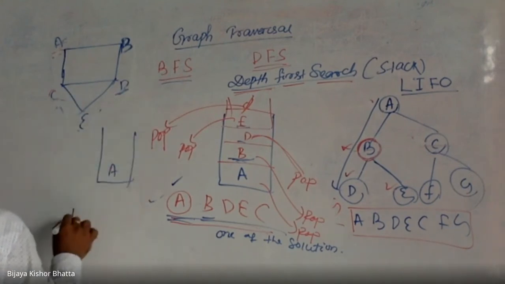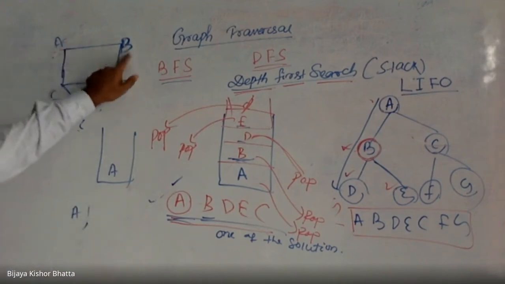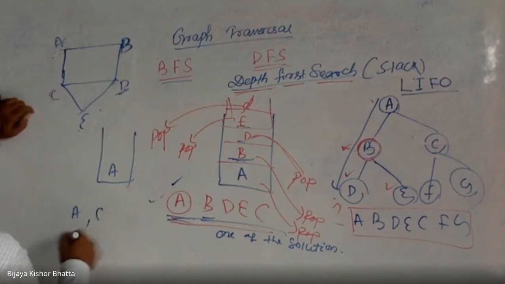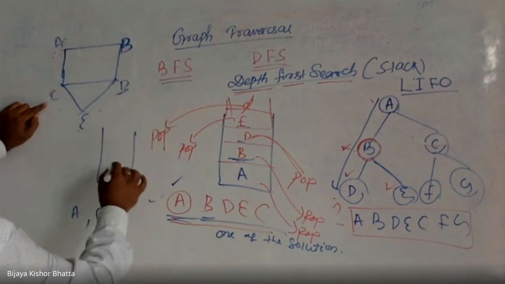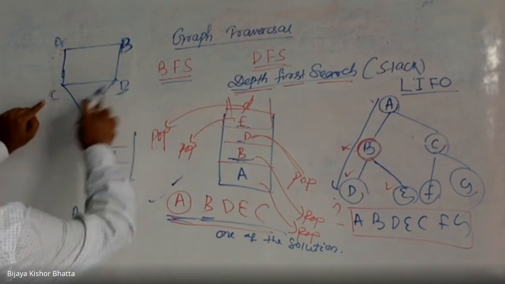A, and what you will do? We'll just go for C because you have choice. You can go for B or you can go for C. So then you will go for C, right? Once you are at C, you will not think about B for now. So you are just like this, A and C. From C, you have two choices. You can go to D or you can go to E.